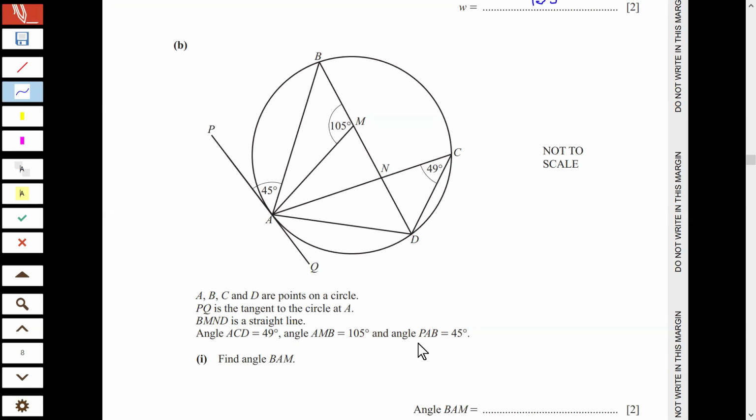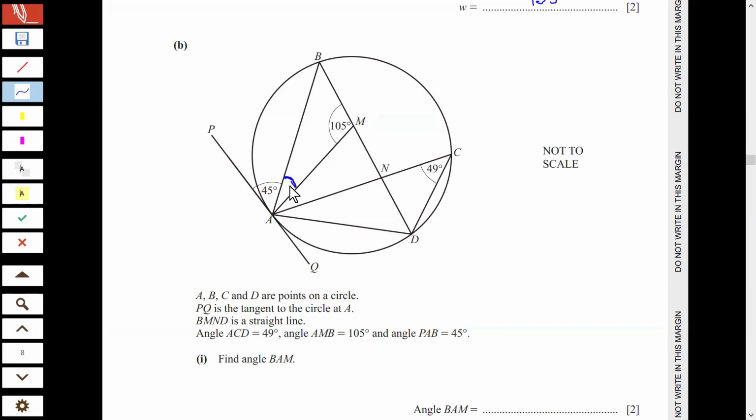So angle PAB is equal to 45 degrees. Find angle BAM. So this is exactly the angle they're asking for. They want you to look for this angle.